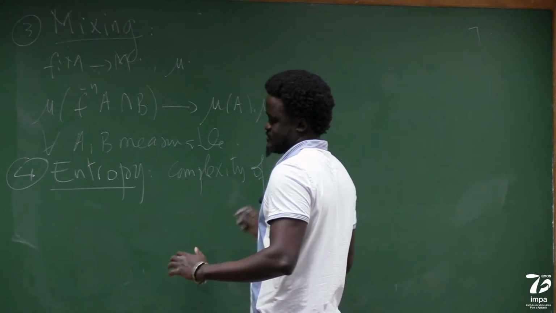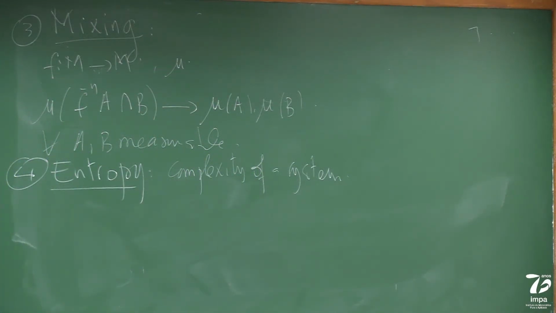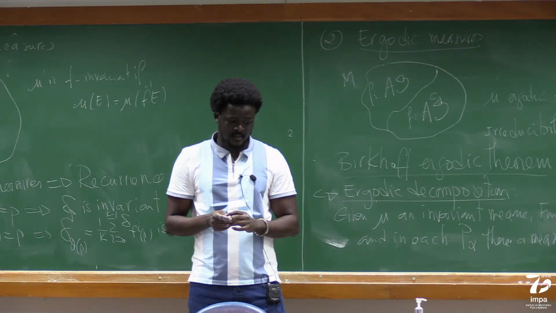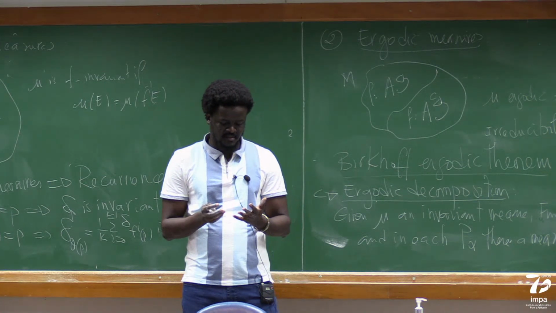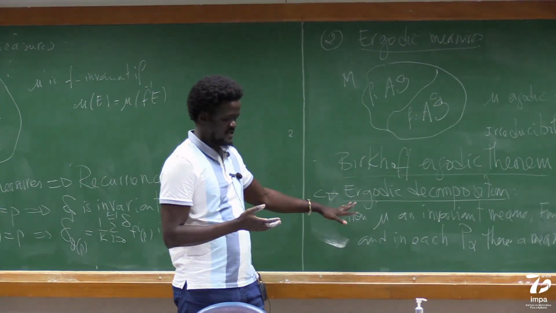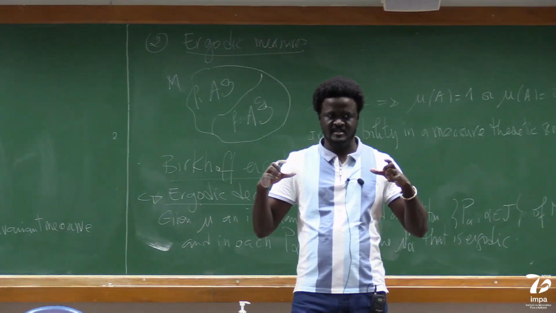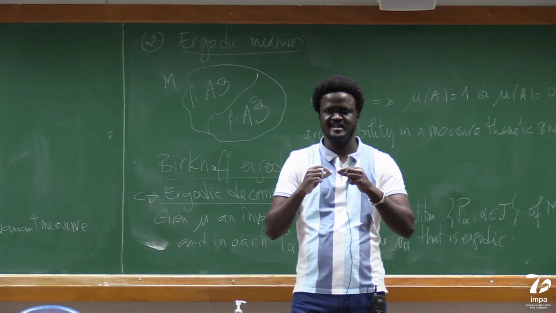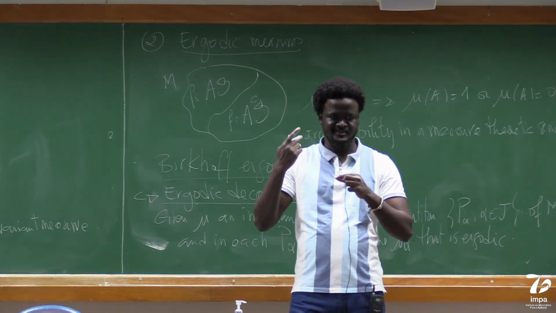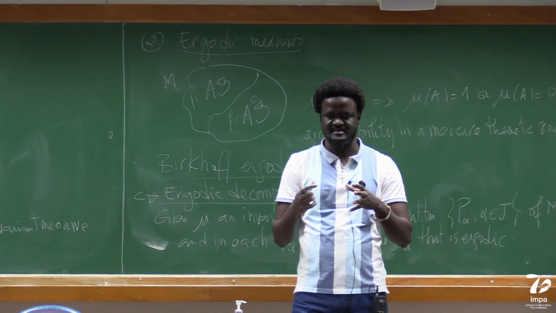To see the entropy, the intuition I have about entropy is the following. If you have a system where every point is doing almost the same thing, they are all converging to the same point, my intuition is telling me that this system is not complex. It has zero entropy. Okay.